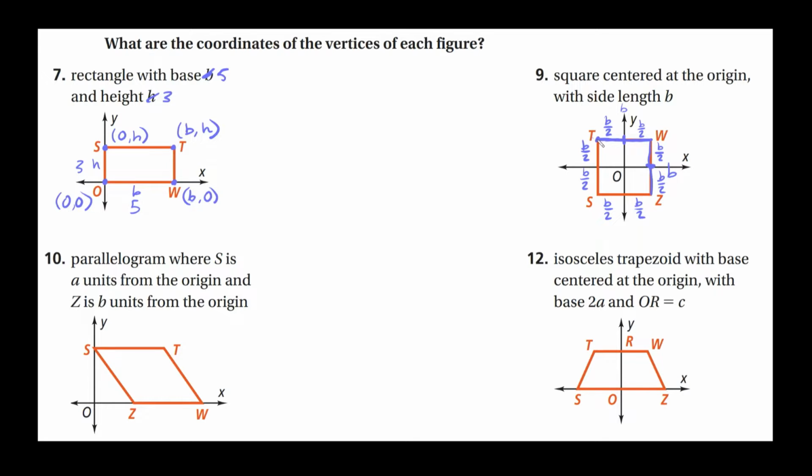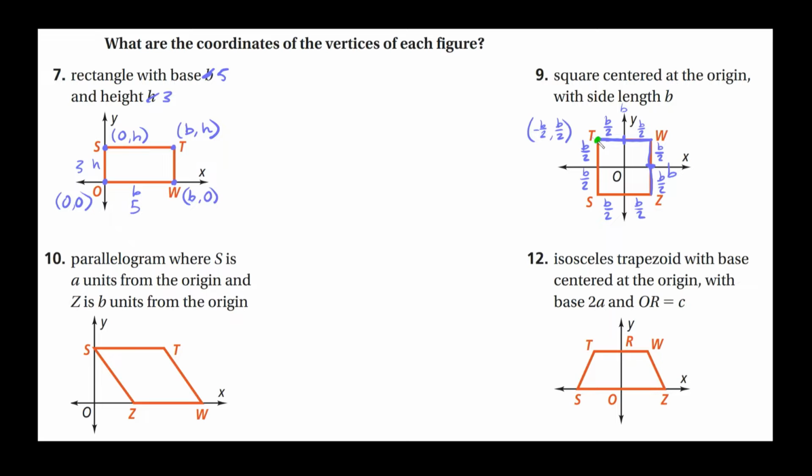Okay, so let's start with coordinate T. How do we get to coordinate T? So we have to go back in the negative direction, b over 2 units, or again, half b. And then we go up in the positive direction, b over 2 units. So we have to go back in the negative direction, b over 2 units, and then go up b over 2 units. Okay, and that makes sense, right?